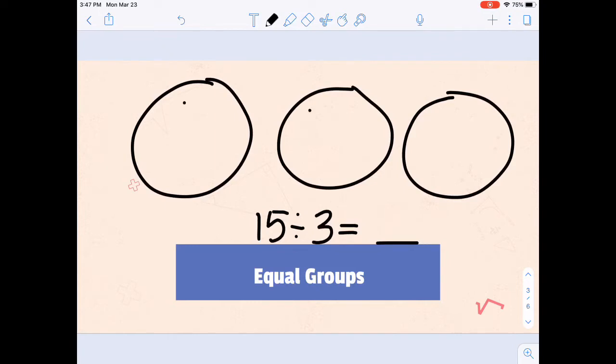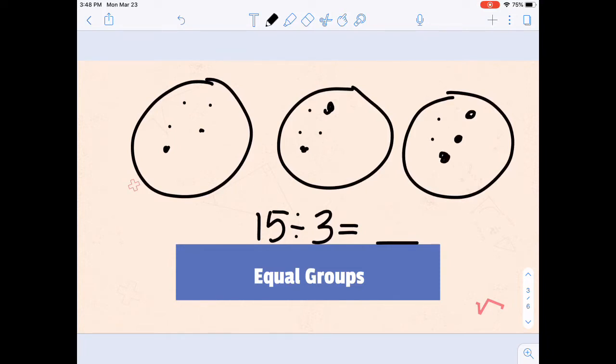I have 1, 2, 3, 4, 5, 6, 7, 8, 9, 10, 11, 12, 13, 14, 15. So that's how I'm going to set up my equal groups.